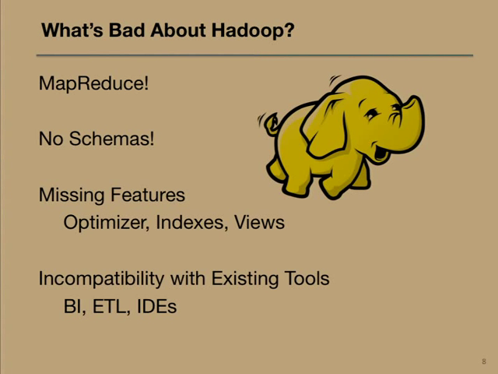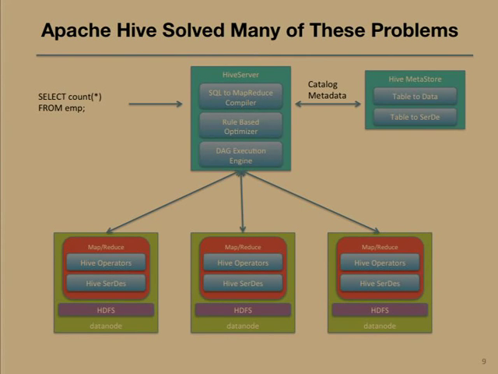So these include things that help you write code or help you write better code, like optimizers and indexes and views. And there's also this large ecosystem of tools that run on top of databases that know how to speak things like ODBC and JDBC, and which allow you to do really interesting things with your data, like business intelligence tools, ETL tools for transforming and manipulating your data, and then things like SQL IDEs or other environments for doing data analysis.